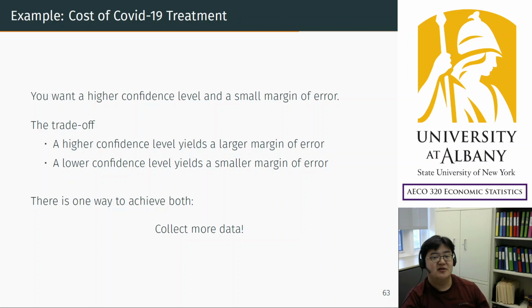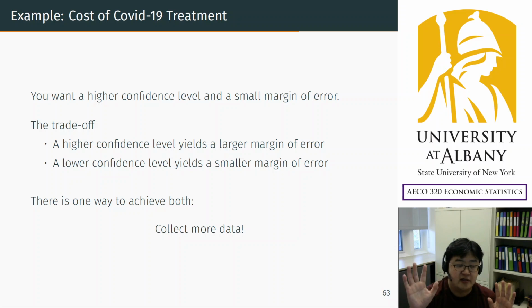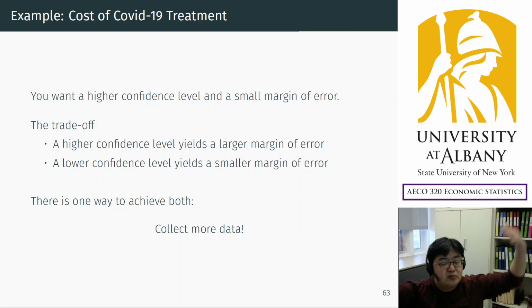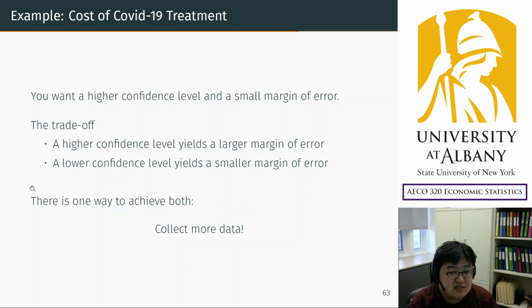It's an interesting dimension. So we learned a trade-off, the trade-off between higher confidence level and small margin of error. You have to have small margin of error and high confidence level, but you cannot achieve them at the same time if the data are given. But if you could collect more data, then the story is different. If you could collect more data, then you have more information, so you can improve on both dimensions. So we will study this.